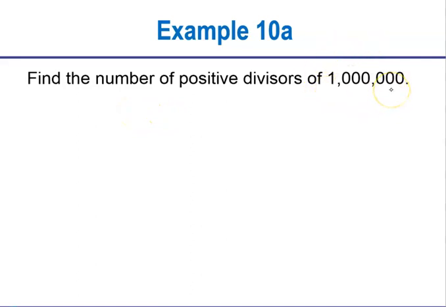1 million, you know that is going to be 10 to what power? It's got 1, 2, 3, 4, 5, 6 zeros, right? So 10 to the 6th power. How could I do that quickly?